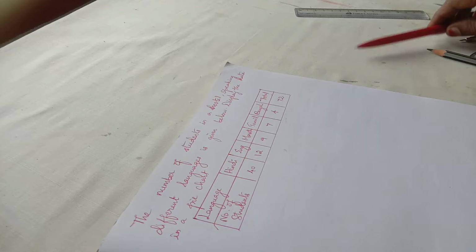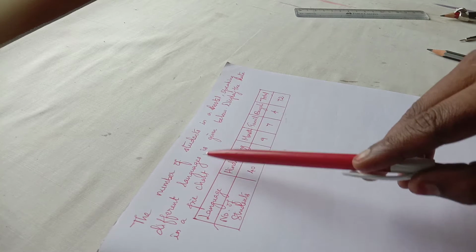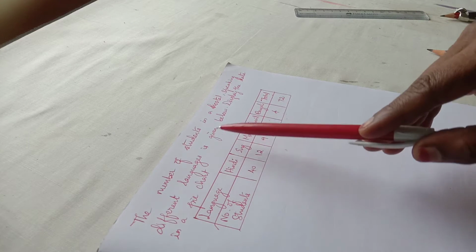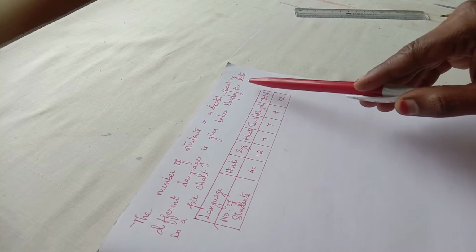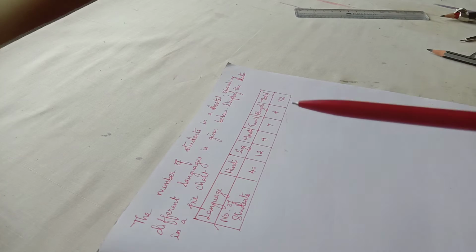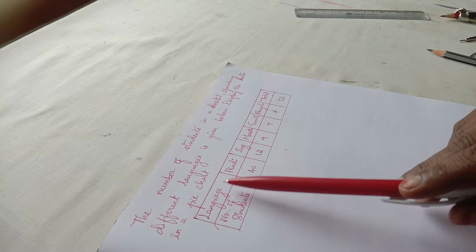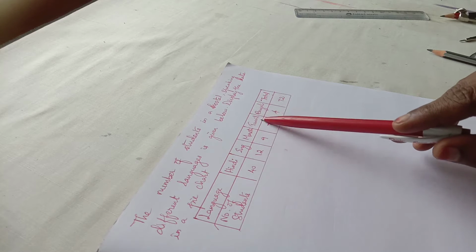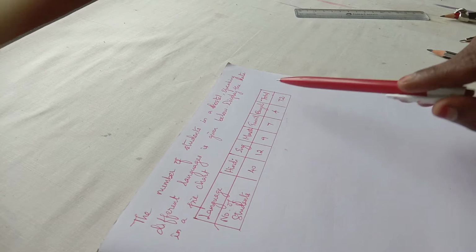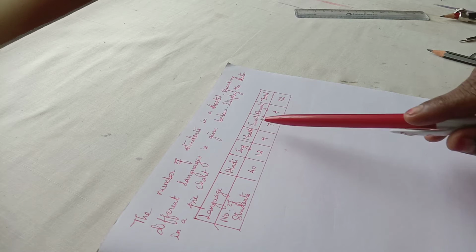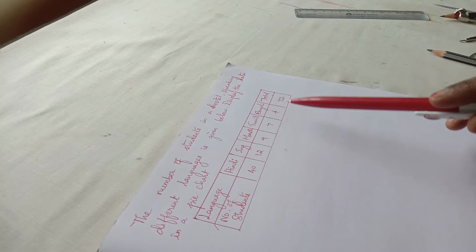One more question to draw a pie chart. The number of students in your hostel speaking different languages is given below. Display the data in a pie chart, a circle graph. The given data: language Hindi, English, Marathi, Tamil, Bengali. The number of students: Hindi 40, English 12, Marathi 9, Tamil 7, Bengali 4.